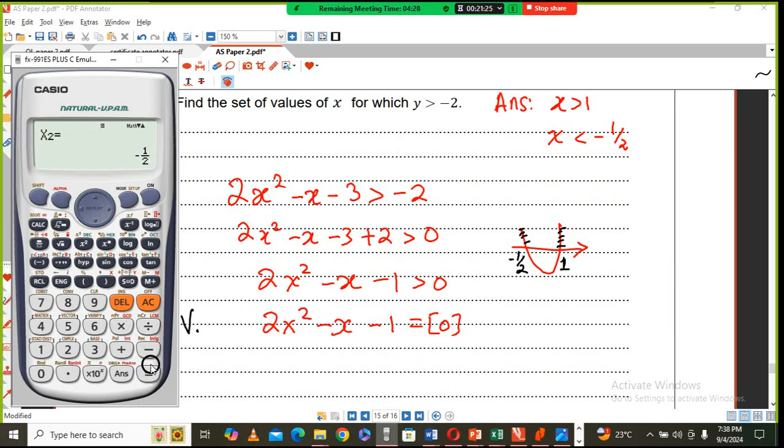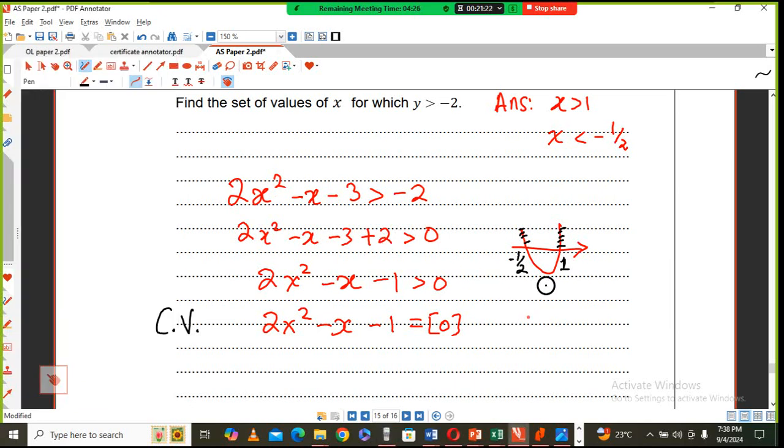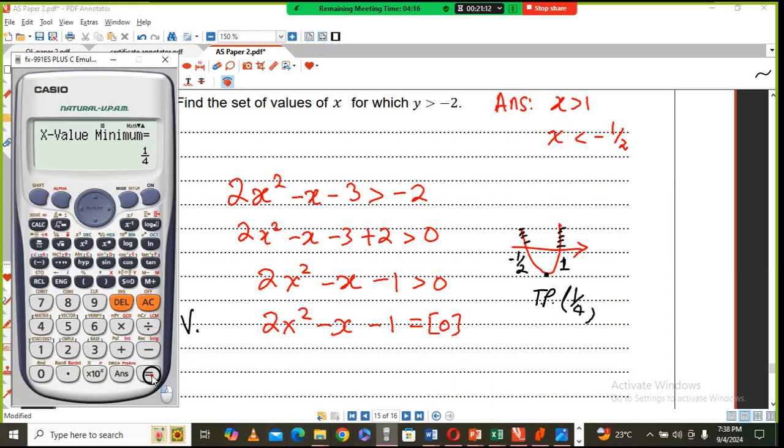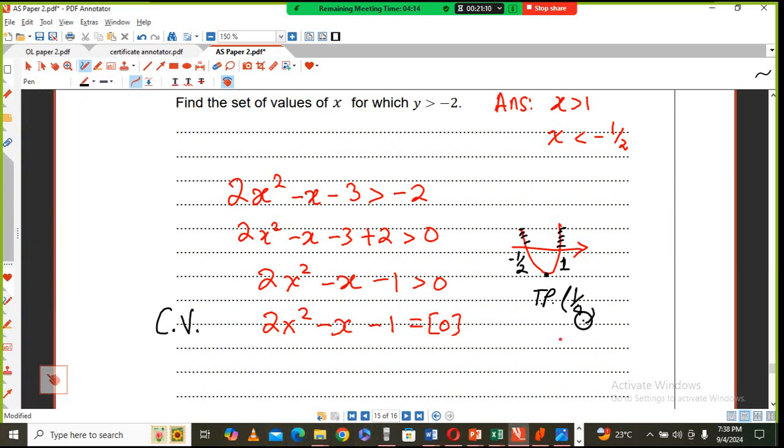Yes. So this 1 over 4, this is somewhere here. So that's the TP. So it's 1 over 4, and because it's below the x-axis, it's going to have a negative value, 9 over 8. I'm just giving you that for interest purposes.